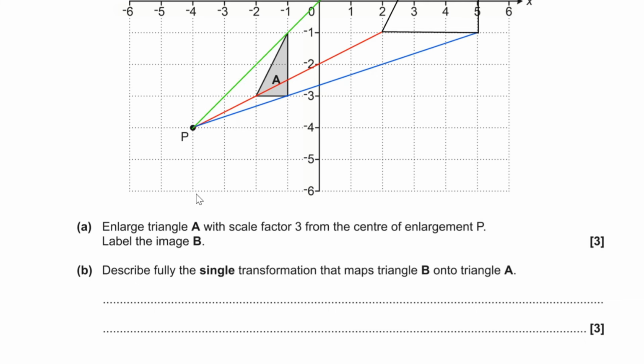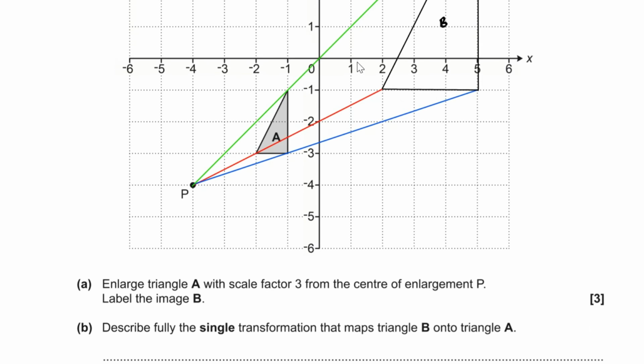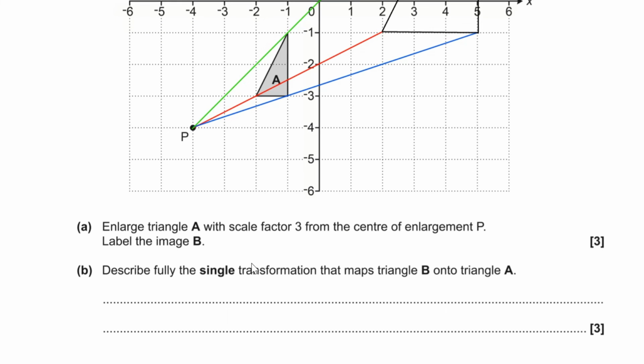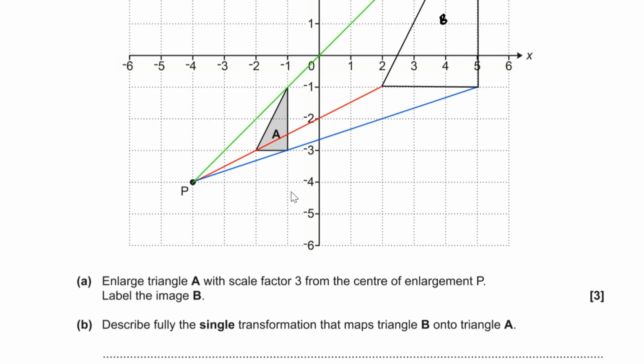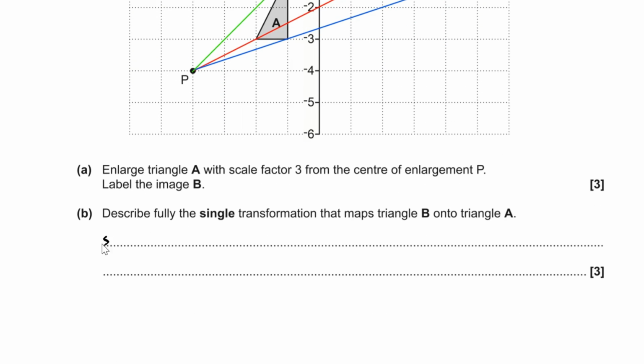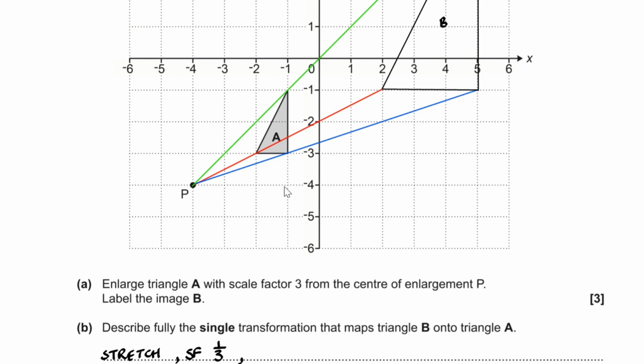Well, what we have over here is to go from A to B, we had a stretch scale factor by 3. And because we're going from B to A, you can see we're going 3 times smaller. So therefore, we'd have a stretch with scale factor 1/3 this time, because we're going from B to A, we're getting 3 times smaller. And then our center will still be this point P, which has coordinates -4, -4.